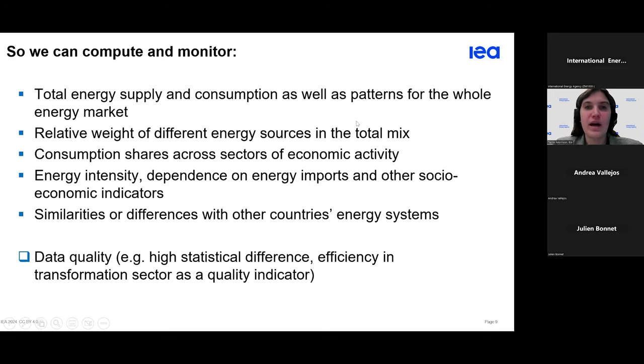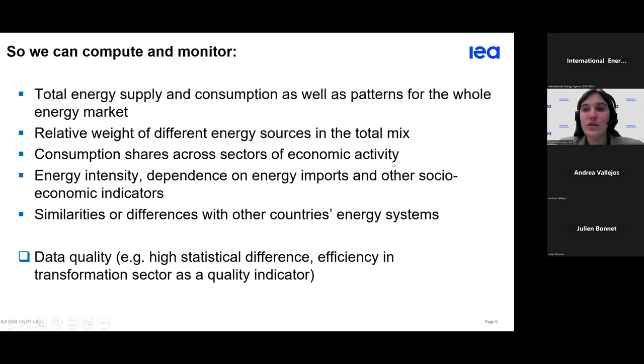Because we have the total column of the energy balance, we can look at indicators such as total energy supply and consumption, as well as patterns for the whole energy market. We can also look at things such as the relative weight of different energy sources within the total mix. In order to calculate these types of indicators, you need to have comparability between energy products as well as the total column.